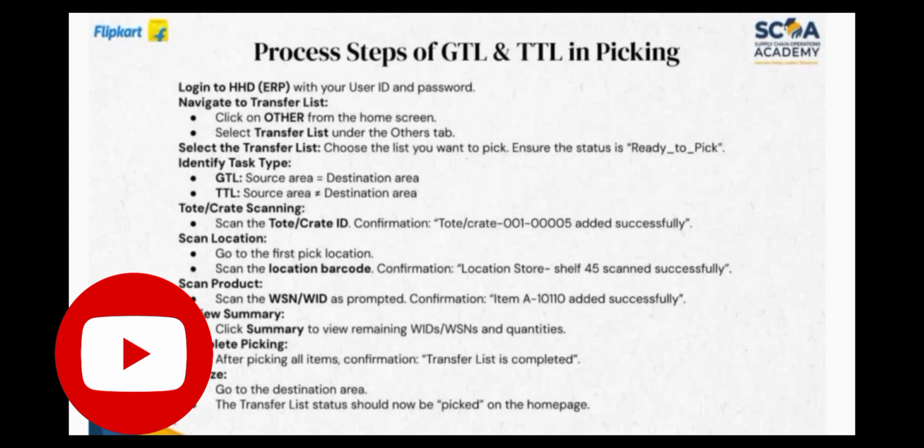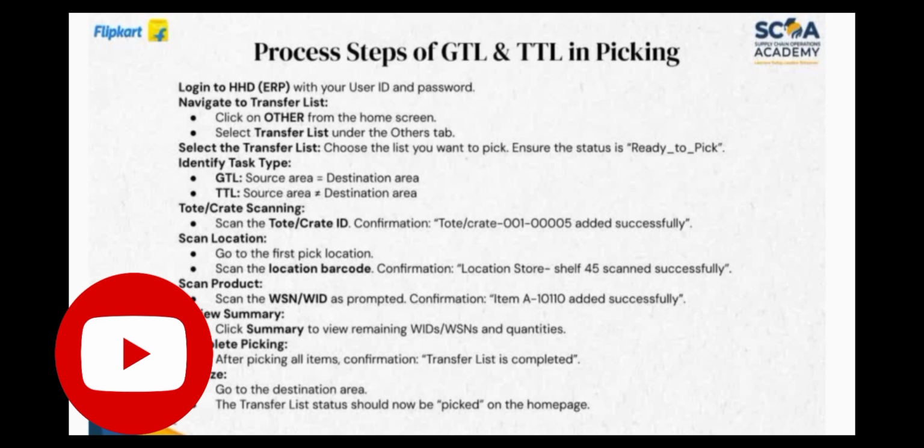Picking process of GTL and TTL. Log in to ERP with your user ID and password. Click on Other from the home screen. Select Transfer List under the Others tab. Select the transfer list, choose the list you want to pick, GTL, TTL. Ensure the status is ready to pick. Scan the tote crate ID.